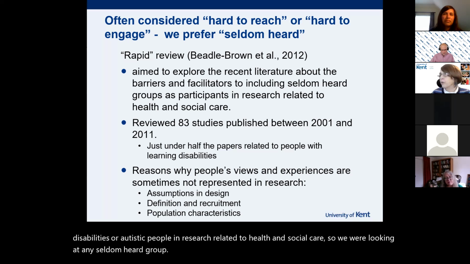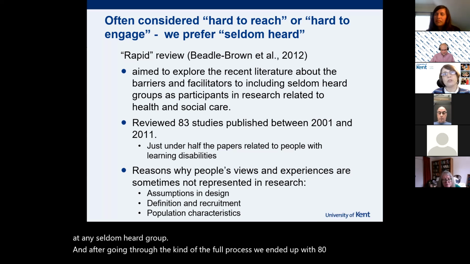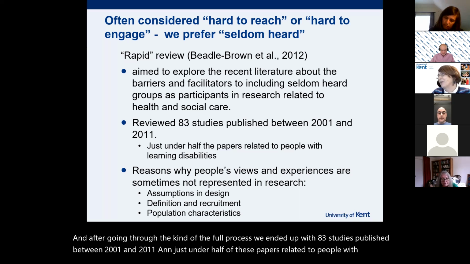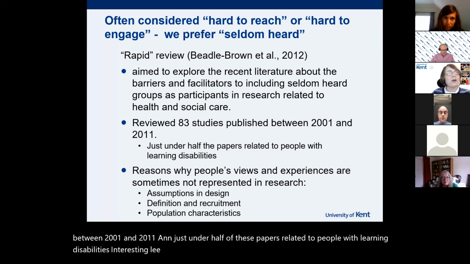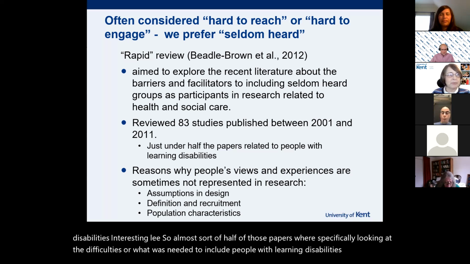And after going through the full process, we ended up with 83 studies published between 2001 and 2011. And just under half of these papers related to people with learning disabilities, interestingly. So almost half of those papers were specifically looking at the difficulties or what was needed to include people with learning disabilities in research as participants.